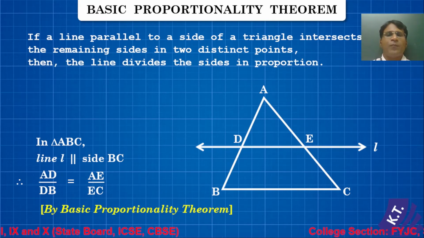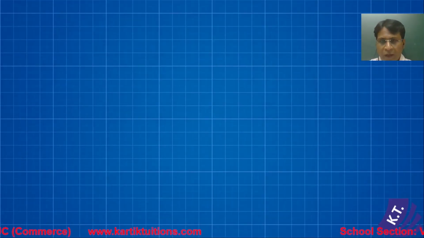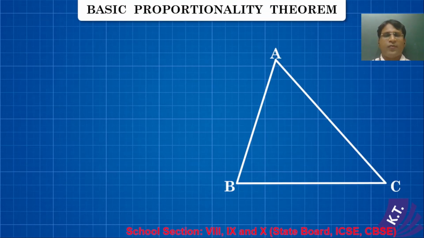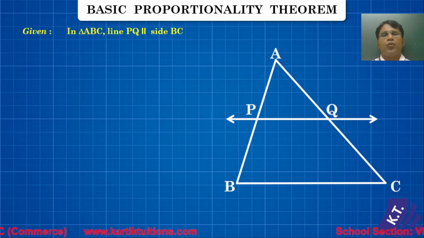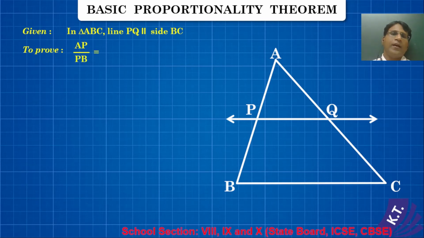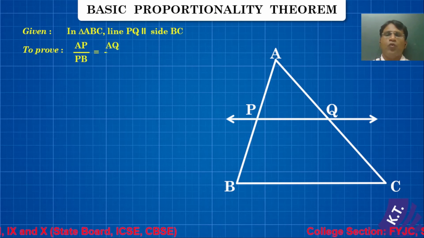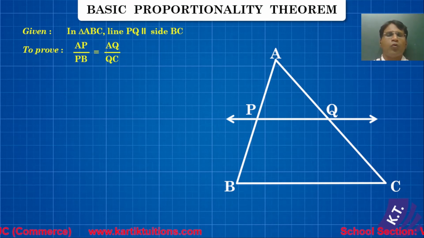Now this was just the statement and its application. Let's have a look at the theorem which usually comes in a board paper. Now here, first let's consider triangle ABC, and I have a line PQ which is parallel to BC. So what is given to us in triangle ABC? Line PQ is parallel to side BC. Then what are you supposed to prove? You are supposed to prove the ratio made by the line on side AB, that is AP upon PB, is equal to the ratio made by the line on side AC, that is AQ upon QC.